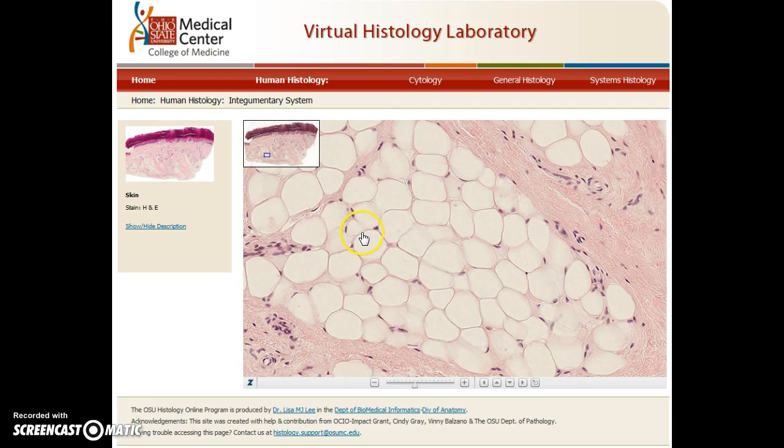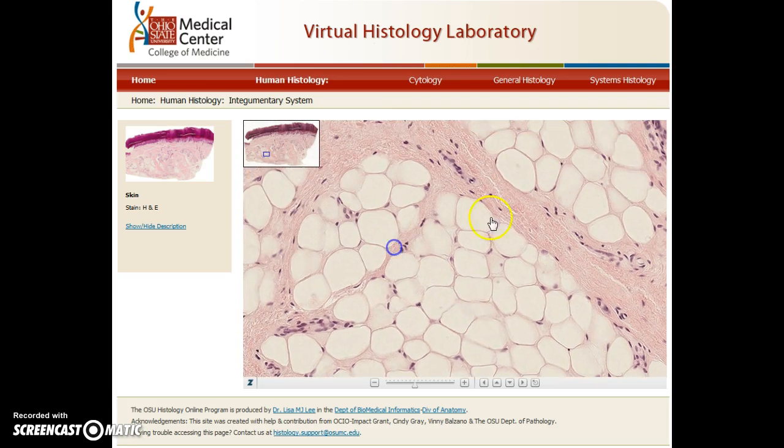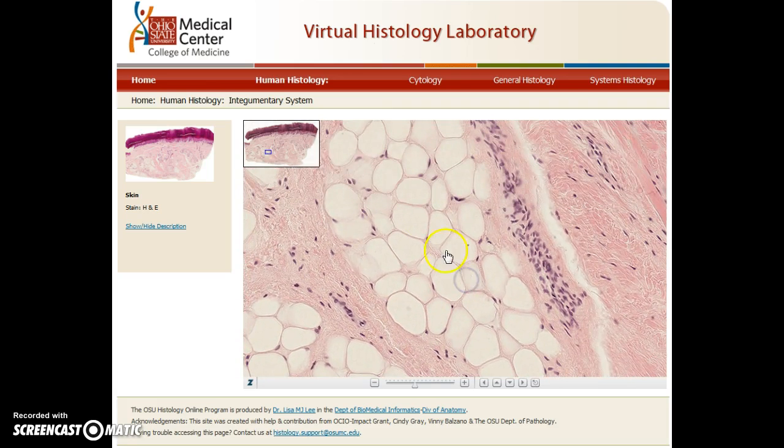You notice that we found it under the skin. The nuclei are pushed out to the side because the cells are filled with lipids. So this would be adipose tissue.